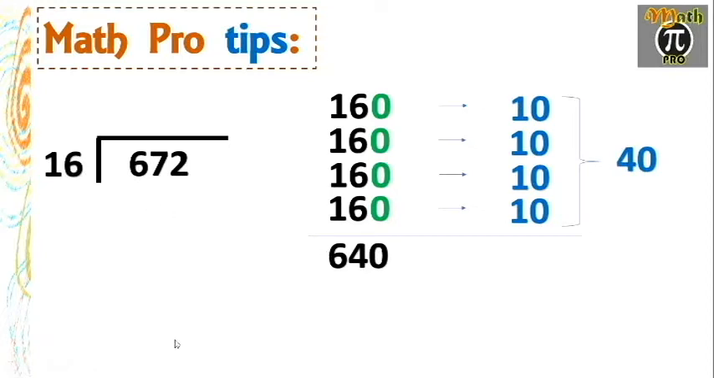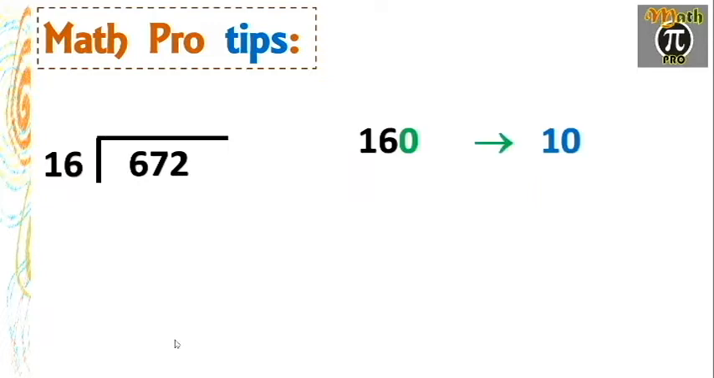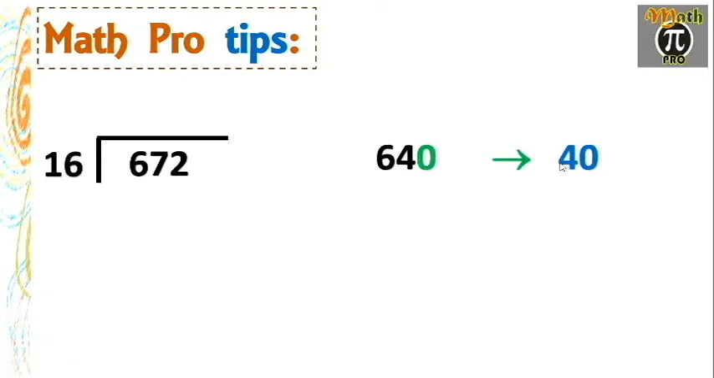Another way to do it is by doing this. So if we know that in 160 there are 10 sets of 16, doubling 160 to get 320, then we know that we have 20 sets of 16. Then doubling again 320, which will give us 640. Then we already know that in 640, we have 40 sets of 16.